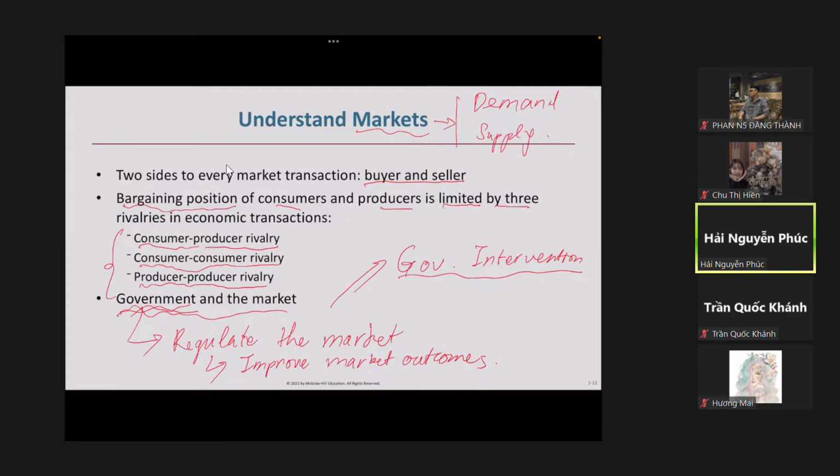Let me give you a hint. For example, gasoline is a type of good that is very important for our daily life. And the government makes some kind of intervention in this market. What kind of policy does the government of Vietnam use to regulate the market for gasoline? Tell me, please.